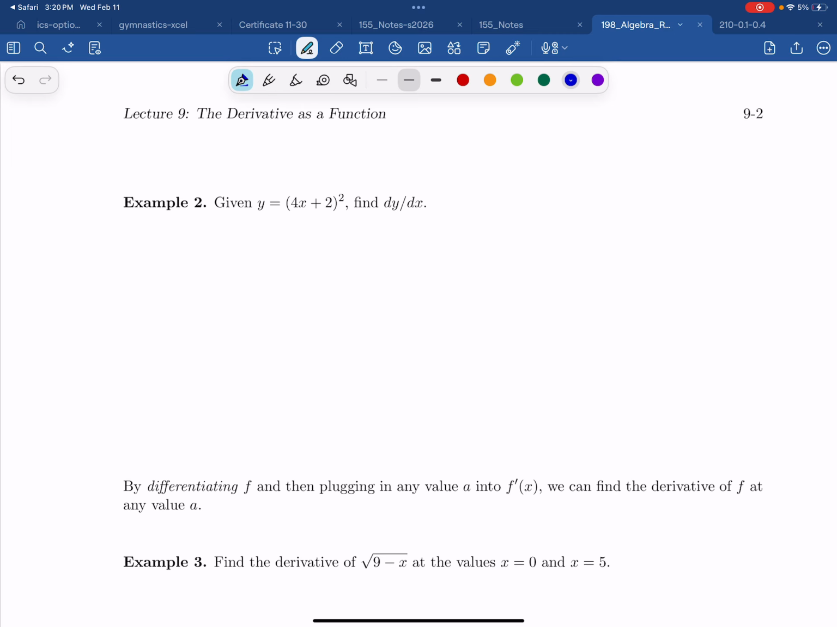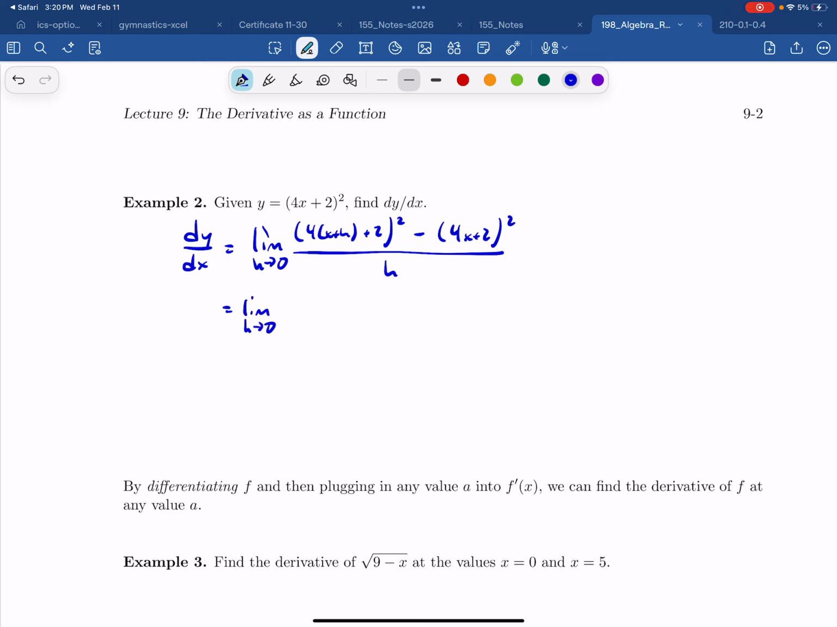Given y equals this expression, find dy over dx. So here's dy over dx, which is going to equal the limit as h approaches 0 of all of this. We're going to have to write 4 times x plus h plus 2 squared minus 4x plus 2 squared all over h. Now, this is a little bit of a doozy. There's going to be a little bit of simplification here, a little bit of algebra we have to do.